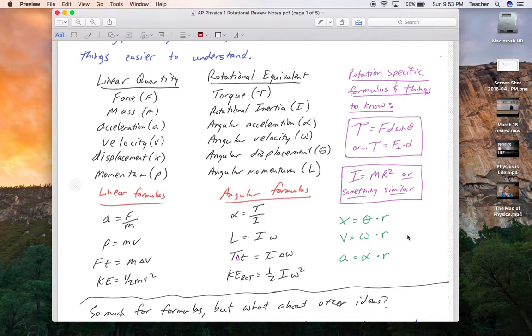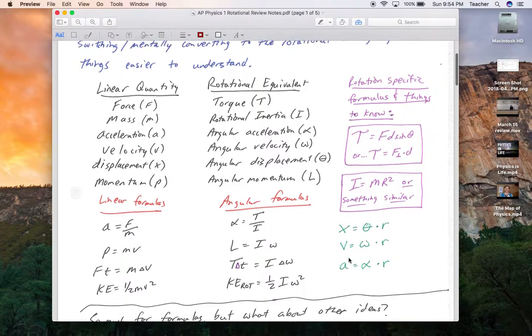These things in green are how you convert from linear measurements to angular measurements. Since radians is unitless, radians per second squared. I think I told my classes per second squared. I hope you remember it's unitless. So if you multiply that by the radius, which is in meters, you would get meters per second and meters per second squared.